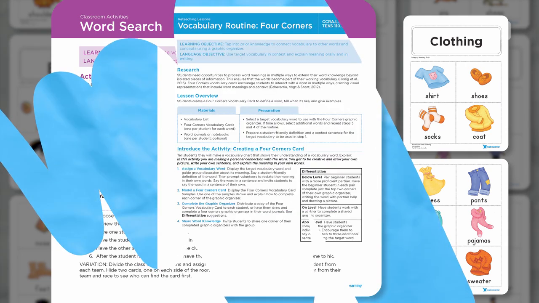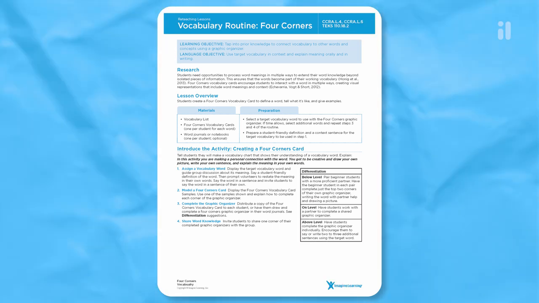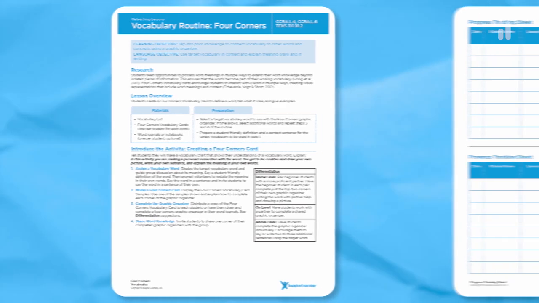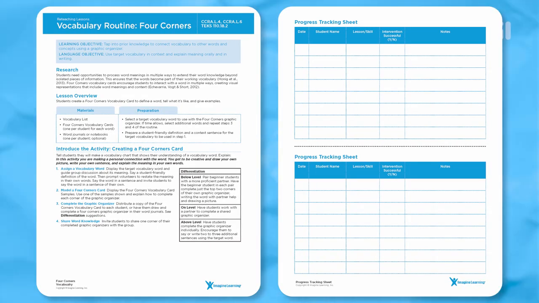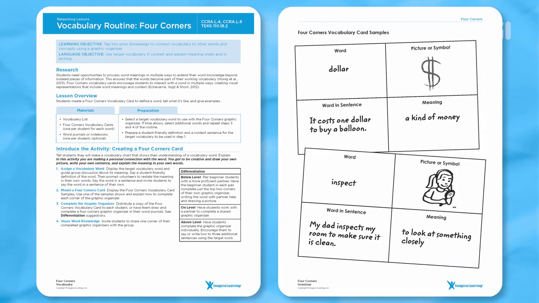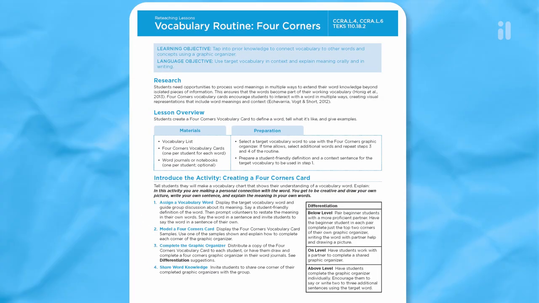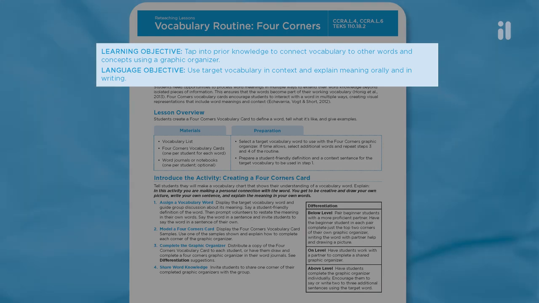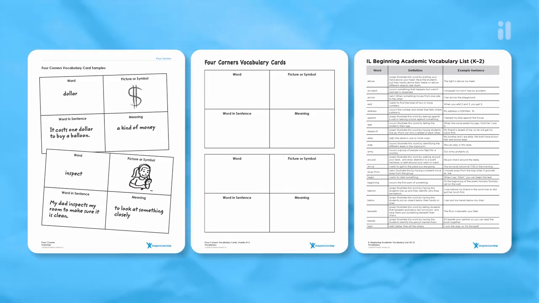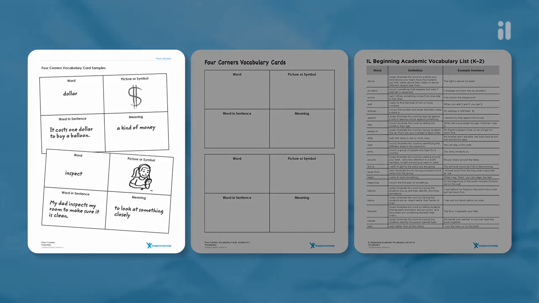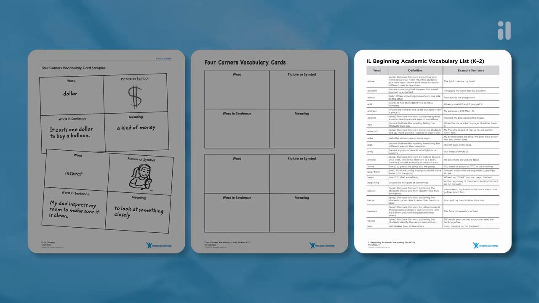With the reteaching lesson plan vocabulary routine, 4 corners, students will tap into prior knowledge to connect vocabulary to other words and concepts using a graphic organizer. The language objective is for students to use target vocabulary in context and explain meaning orally and in writing. Imagine Learning provides educators with a standards-aligned lesson plan, learning and language objectives, and printable materials. This lesson plan provides a sample, blank sheets for student use, and a K-6 academic vocabulary list.